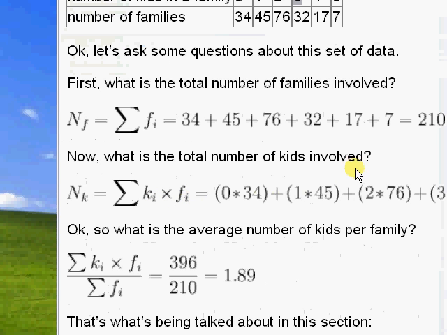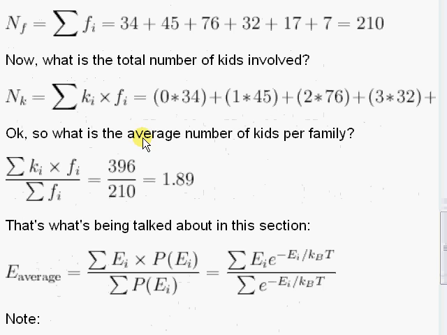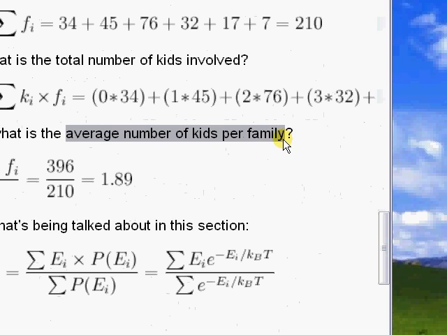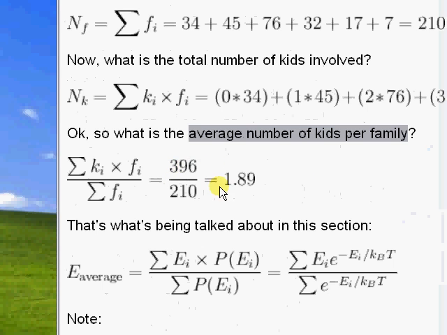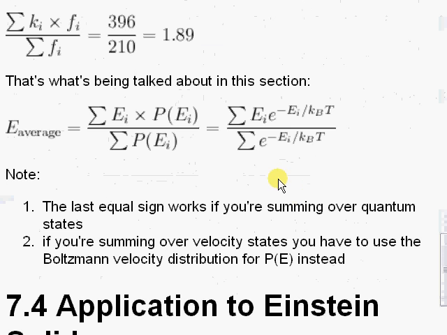Okay, so what is the average number of kids per family? Well, that's just the total number of kids divided by the total number of families, 1.89 for this example. And this is exactly what we're doing here. The numerator, now I'm switching back to energy, is the energy times the probability of having that energy, divided by the probability. So this is the number of families and the number of families down here, and this is the number of kids. If you write the probability in terms of the Boltzmann constant, you have to replace it with that right there.